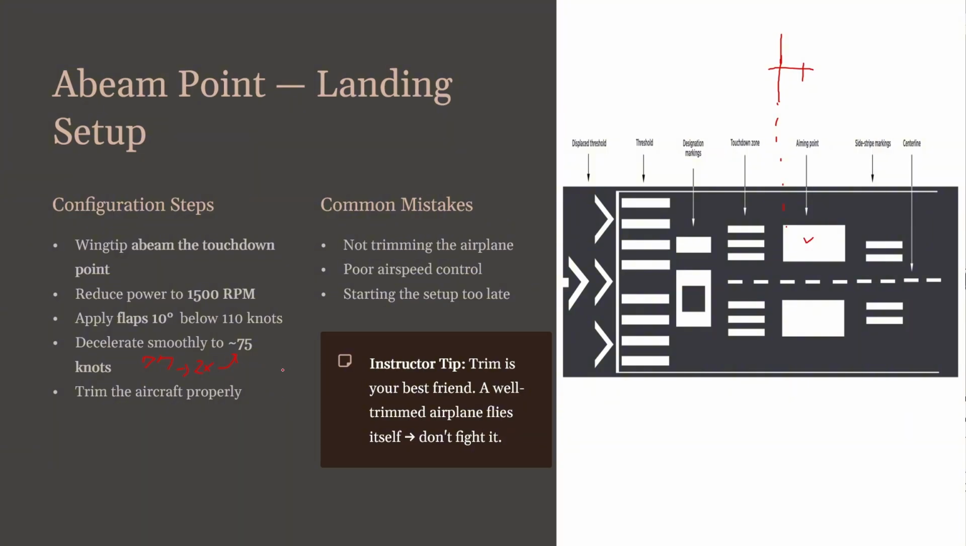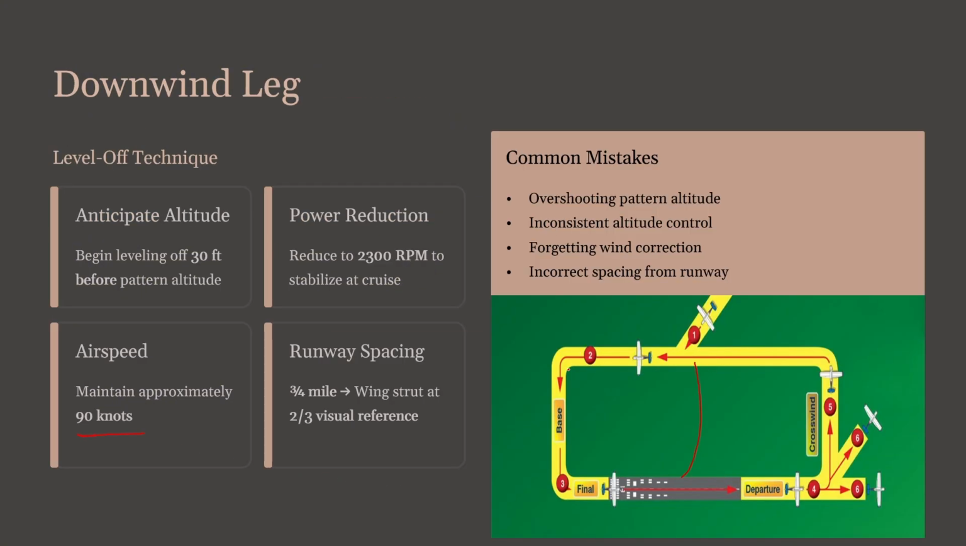Cool. At this point, it's very important to trim the airplane properly. If the power setting is correct and the airplane is properly trimmed, the aircraft will naturally maintain the desired airspeed. So from here, the approach can be managed mostly by small power adjustments and trim, which helps to keep the airplane stable all the way until landing. Continue flying until the runway threshold appears at about a 45-degree angle.